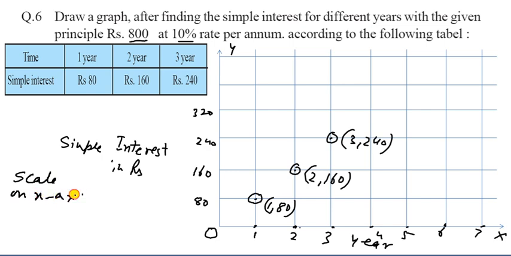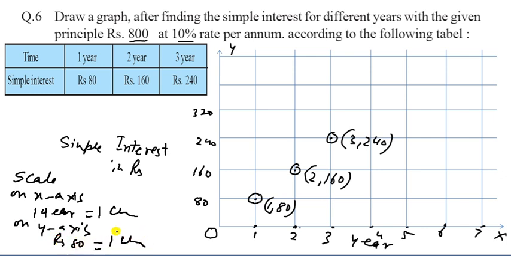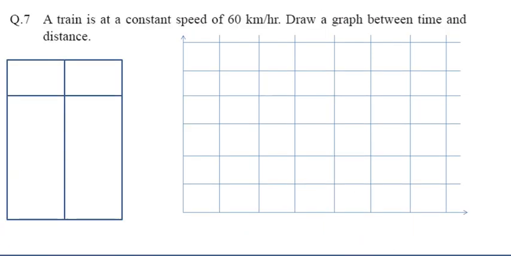So you can write the scale, not skate. Scale on x-axis: 1 year is equal to 1 centimeter. On y-axis: 80 rupees is equal to 1 centimeter. So that is the representation. Without scale, it is not possible to write anything, so you have to first write the scale.